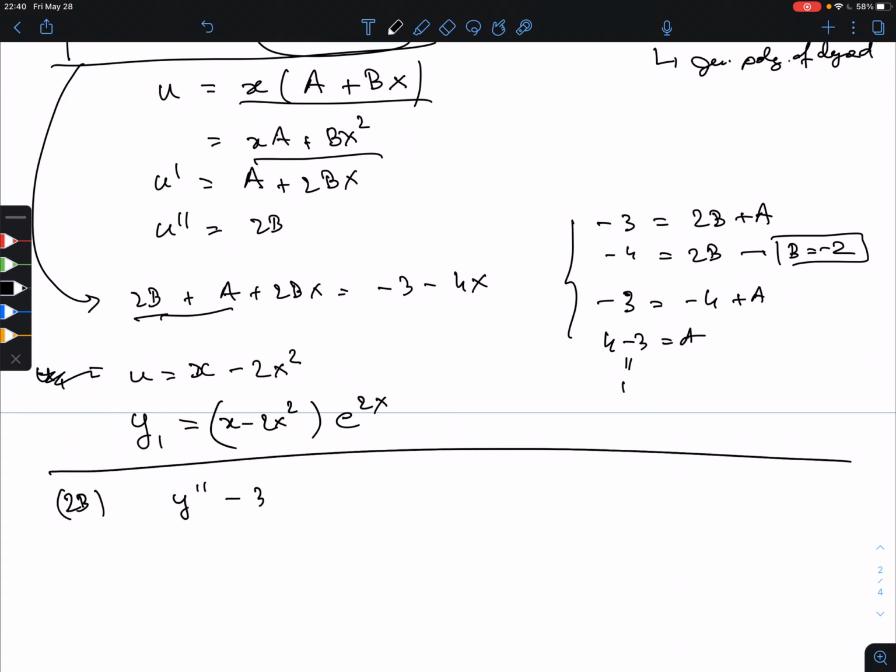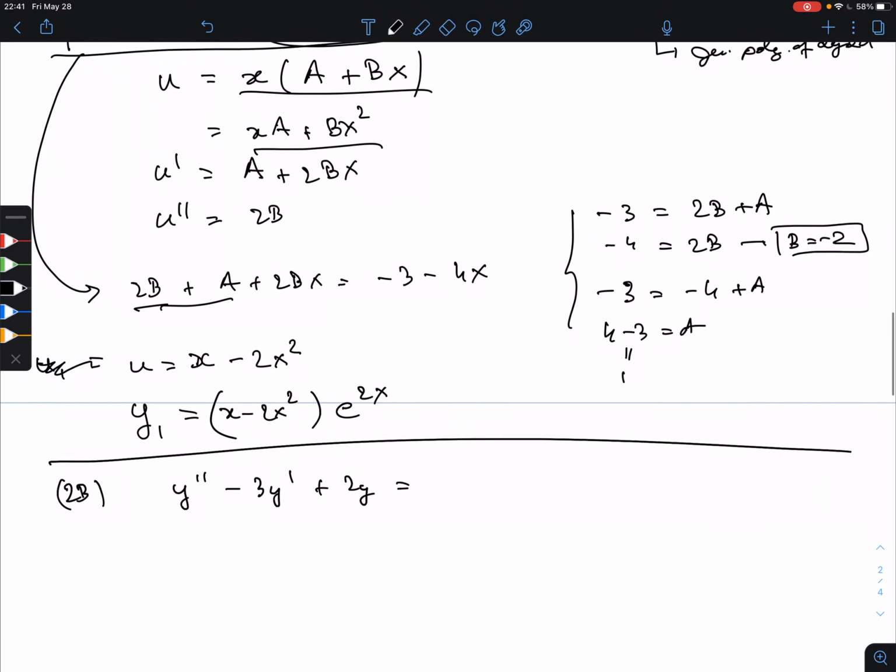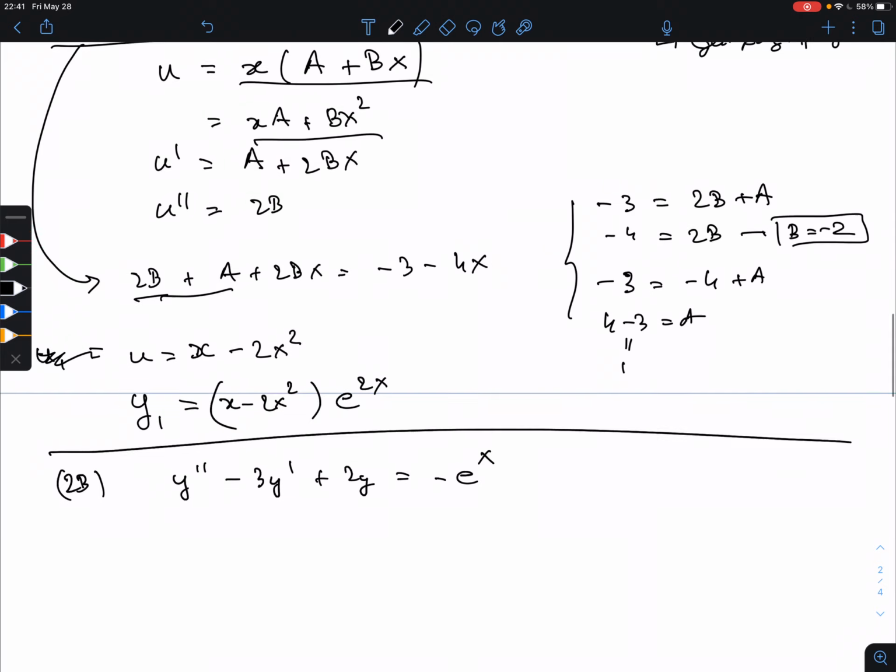Let me write it up again. e to the minus x. I hope that this time I'm getting it. No. What is with me and my minuses? It's minus e to the x.